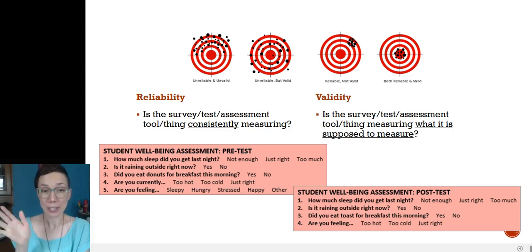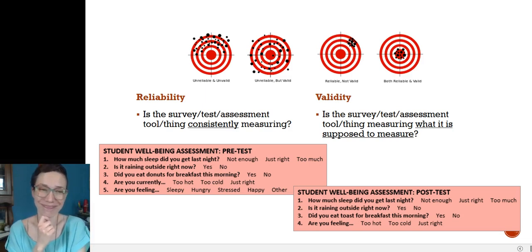Validity is a question here first. Do you think these questions are a good assessment of well-being? What do donuts have to do with well-being? I mean, there could be an argument there, but I think there are some strong validity questions. Is this even measuring well-being? I don't know. Is it raining outside? Doesn't really seem like a great question to ask for that. Nor does, did you eat donuts?